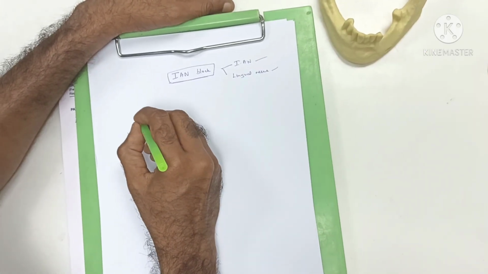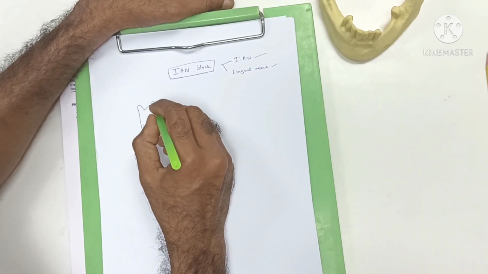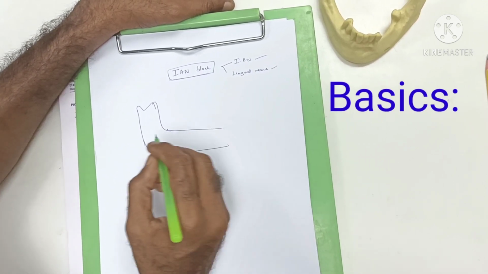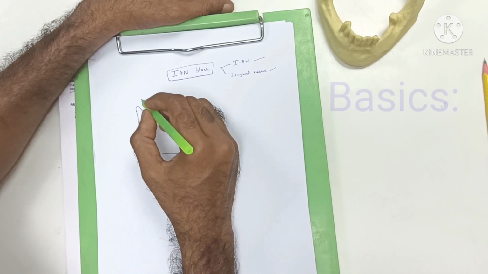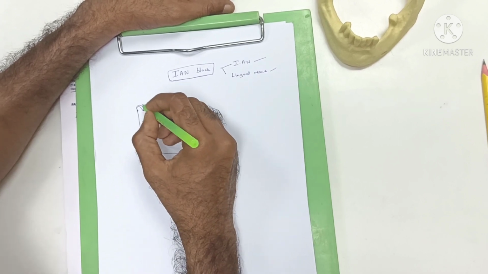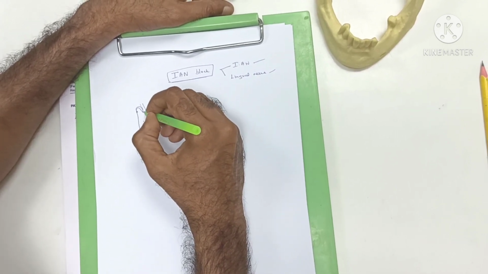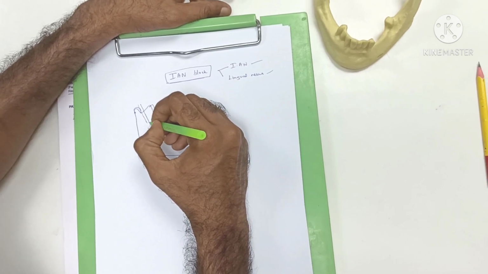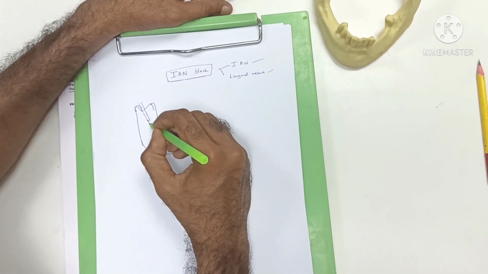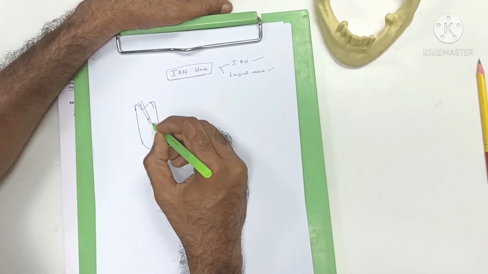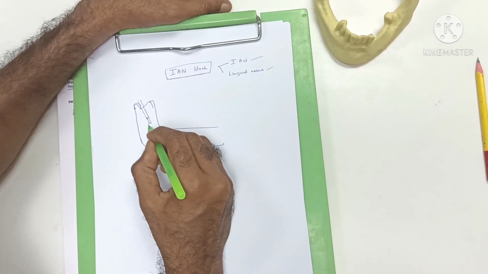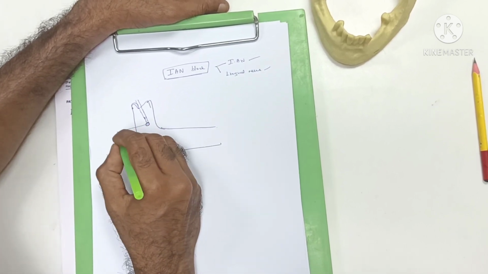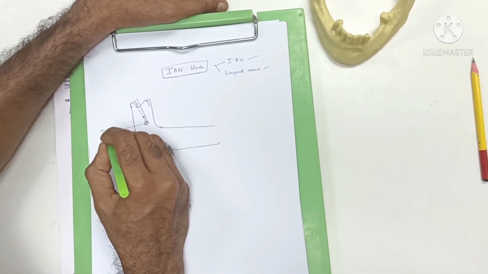Before discussing the block, we will discuss certain basic things. I am drawing the mandible. This is the condyle. On the medial side of the condyle, the inferior alveolar nerve comes. The inferior alveolar nerve is a branch of the mandibular nerve, and on the medial aspect of the mandible, it enters through the foramen. This is the inferior alveolar nerve foramen.